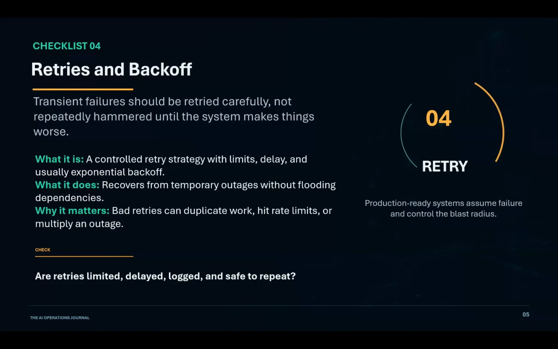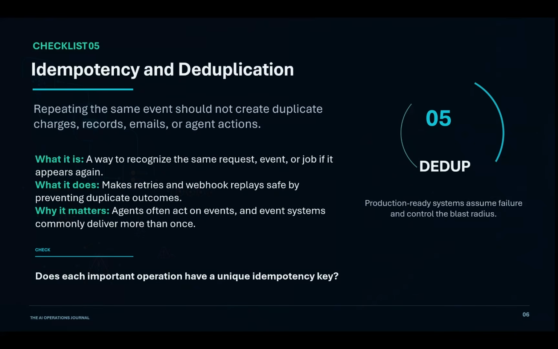You should never give up at first, because sometimes systems go down due to a network error or some other temporary failure. Of course, not every failure is worth retrying. For example, if you send an API call to OpenAI and OpenAI responds that the API key is invalid, you're not going to try again because it's not going to work. So only certain types of errors are worth retrying. And a quick question you have to ask right now is, in your system, are retries limited, delayed, logged, and safe to repeat? Number 5 in our checklist, idempotency and deduplication.